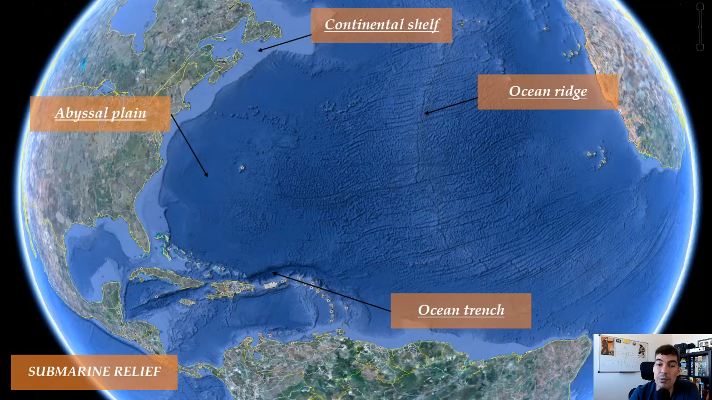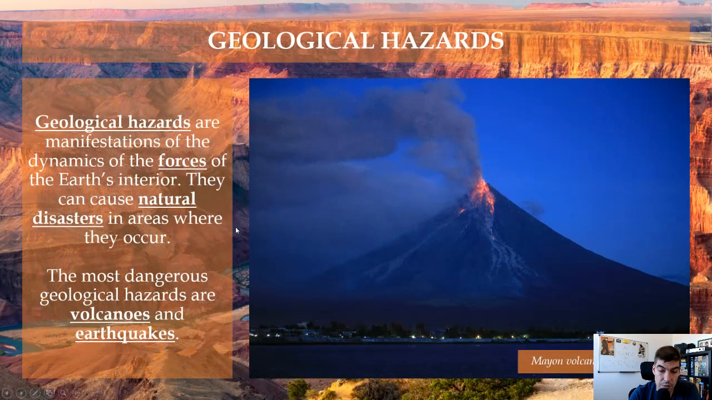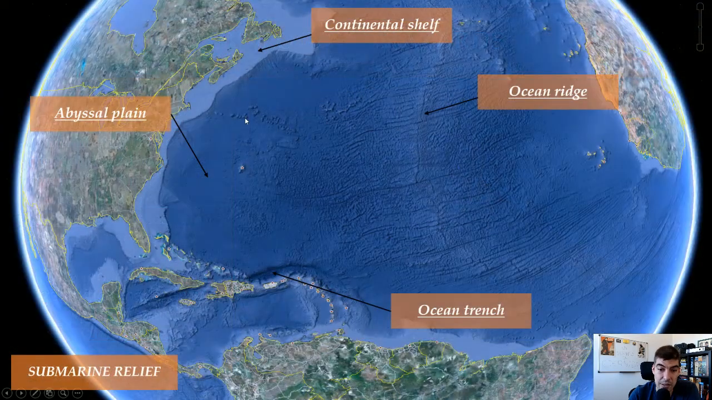And this is an example on Google Earth. Here you have the continental shelf of the North American continent. All of this is the abyssal plain, and we have another abyssal plain here. Here we have an ocean ridge, these mountains that you can see, and here you have a trench. Okay, this big and deep hole.